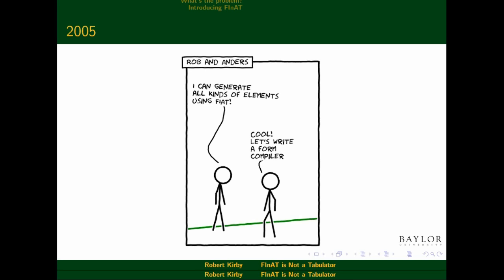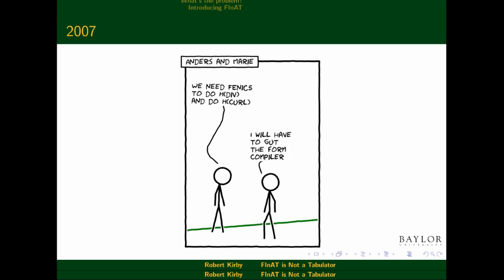Okay, so now I'll switch. So about 2005. This is kind of how I view things. So Anders and I had a conversation in Chicago when we were both there, and I told him, hey, look, I can generate all kinds of elements using FIAT, and so, okay, great. And there we go, and this is how we all got here today.